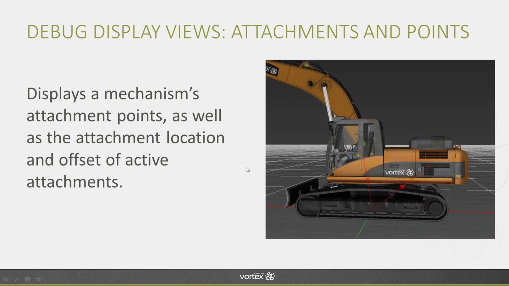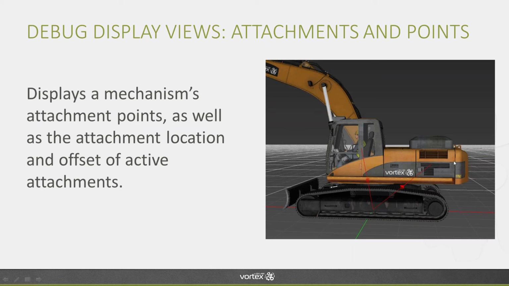Now, if you have active attachments, then you will see them displayed with a line that will show its attachment location. So in this case, our two attachments are attached to the bottom of the excavator and in its center. They are offset to the other edge of the line. So you can see that the cabin is an attachment, and we've offset it in one direction.